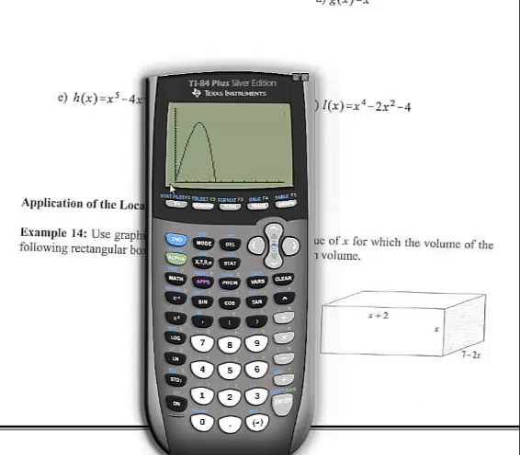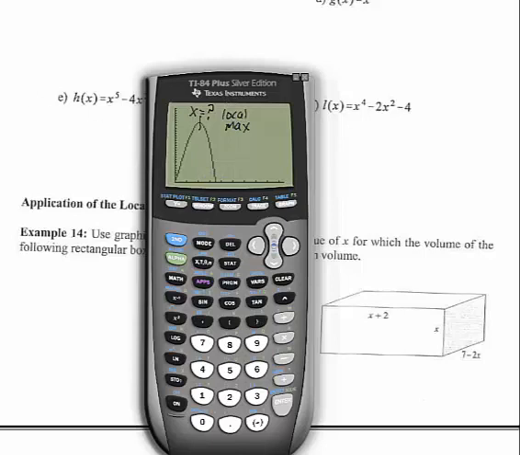Okay, this is our volume function. Initially, as x increases from 0, our volume increases. Then we max out at some particular value of x. We want to know what that value is. This is our local max. Past that value of x, our volume decreases. We want to maximize the volume of our box.